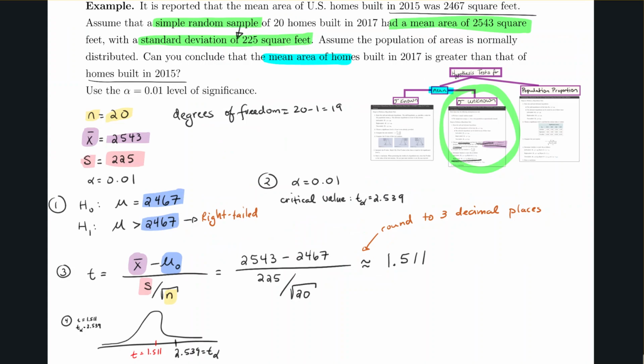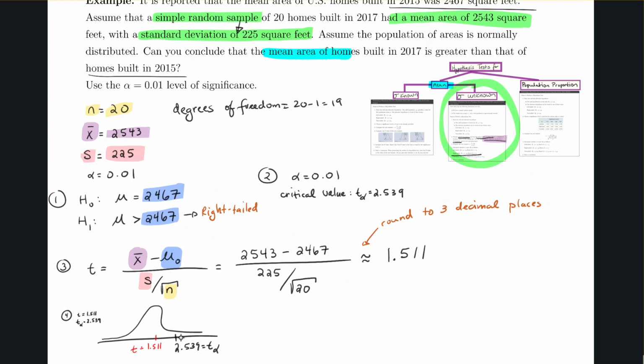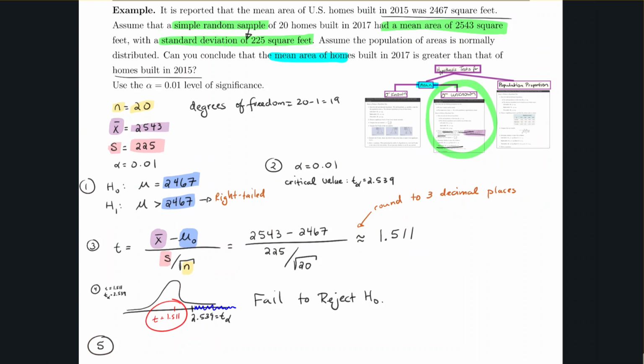If we were trying to visualize this, once you find your critical value, you would reject H naught if your test statistic lied after it for a right-tailed test. But since our test statistic comes before it, that's why we fail to reject here. Finally, we need to make a proper conclusion based on what we've determined, that we fail to reject, and the phrasing of the problem. Take a moment and pause the video and come up with your own conclusion.